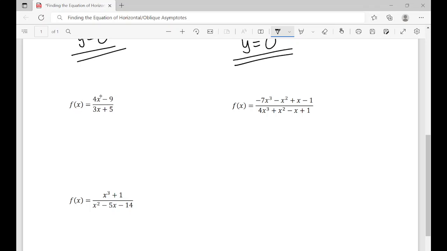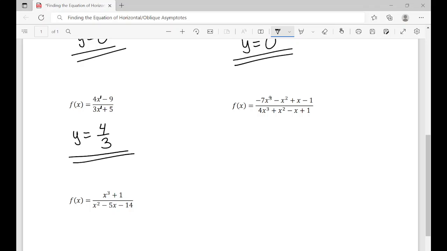Next, we have this function here, and I look at the degree of the top, which is a 1. I look at the degree of the bottom here, also a 1. Since they're equal, the horizontal asymptote is just going to be their coefficients in front. So it's going to be y equals 4/3. And that's the equation of the horizontal asymptote.